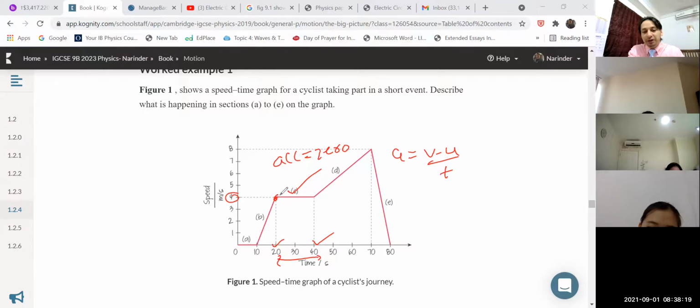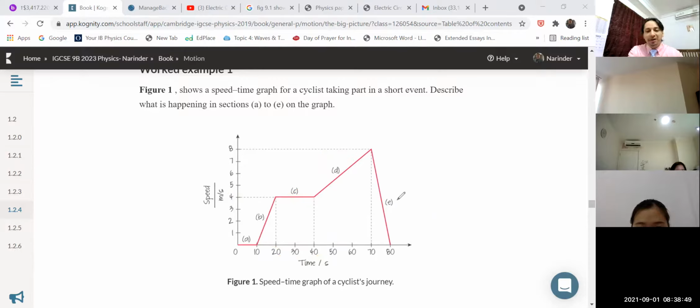At the start of the motion, what is the initial velocity? 4. At the end of 40 seconds, what is the speed? Still it is 4. 4 minus 4 divided by time. What is the time interval? 40 minus 20, that is 20. 4 minus 4 is 0. Acceleration is again 0 from the time interval of 20 to 40, when the line is horizontal, parallel to the x-axis. I hope this part is also clear.